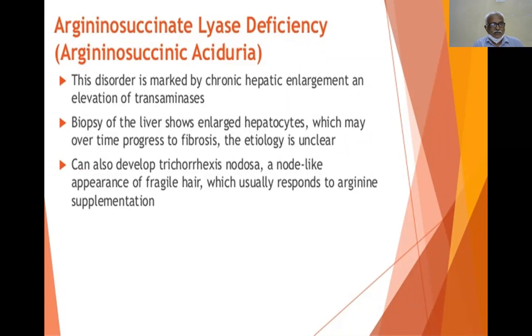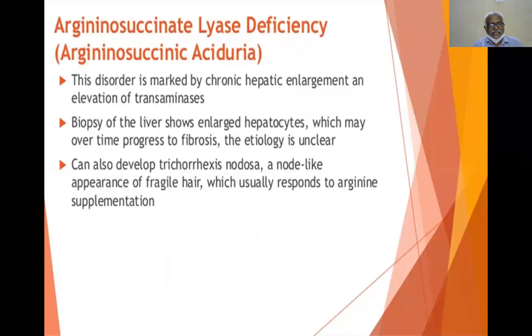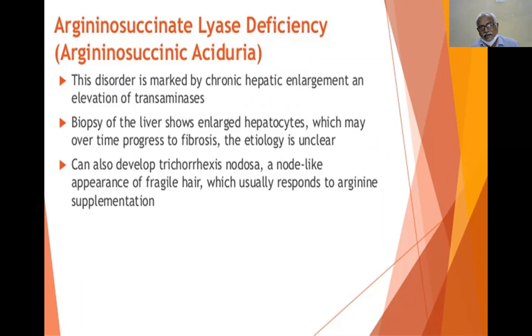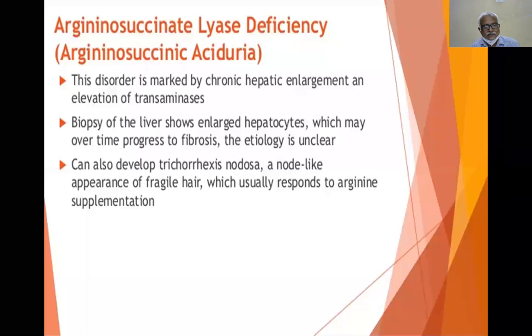So the disorder is marked by chronic hepatic enlargement, elevated SGOT, SGPT, AST, ALT. Biopsy of the liver shows enlarged hepatocytes, and over time progresses to fibrosis. And etiology is not clear, and one of you should find it out to get Nobel Prize. So we can also develop trichorrhexis nodosa.